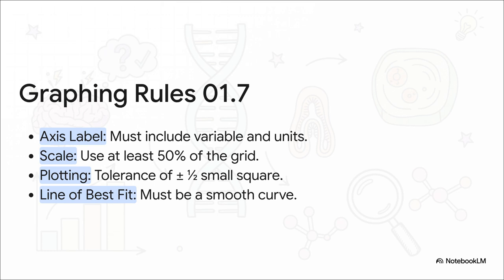They are super picky about this, so listen up. Your axis label needs the name and the units. Your scale has to be big. It needs to use at least half the grid. And the big one, your line of best fit has to be a curve. If you just connect the dots with a ruler, you're going to lose that mark.